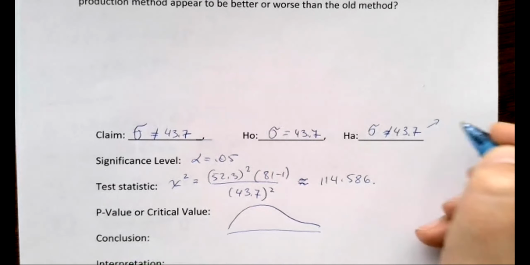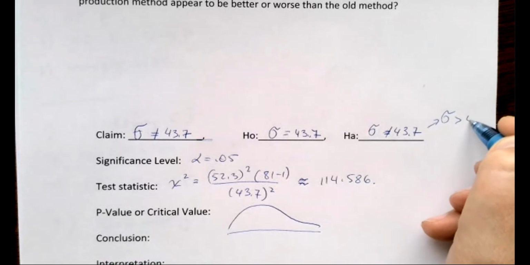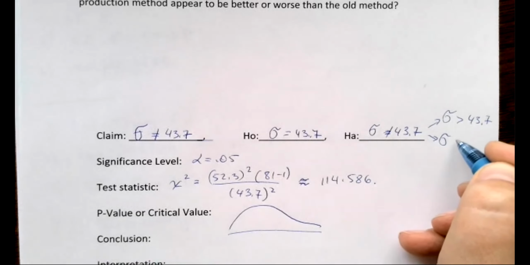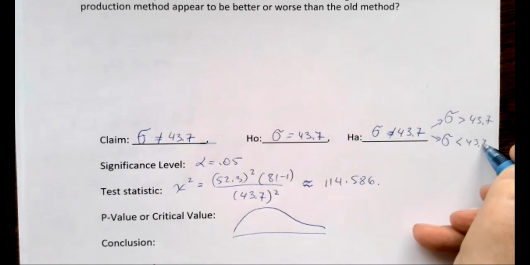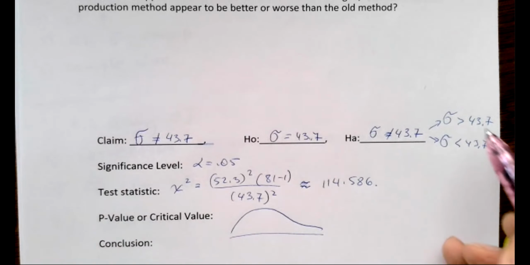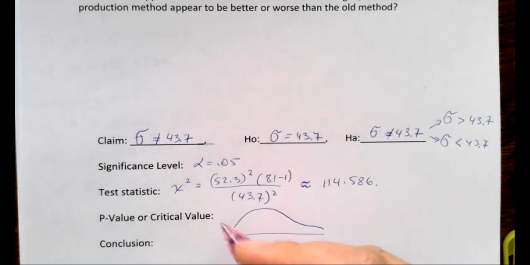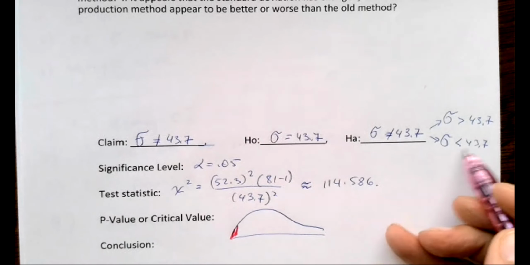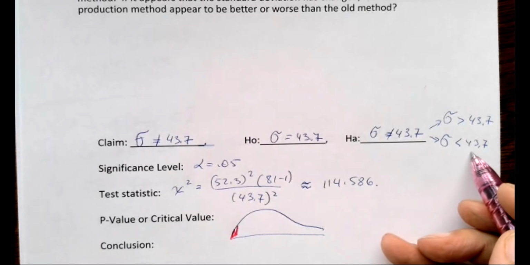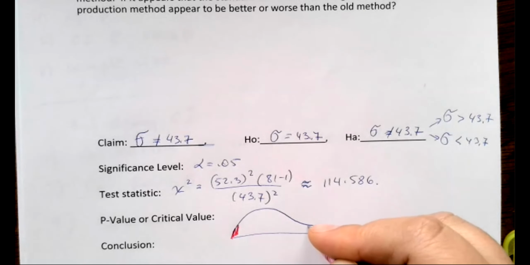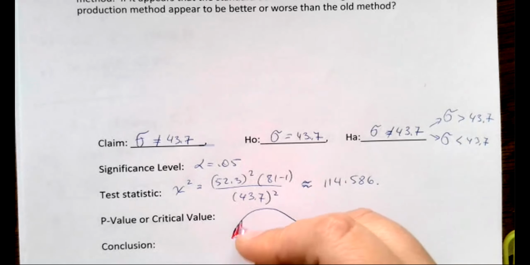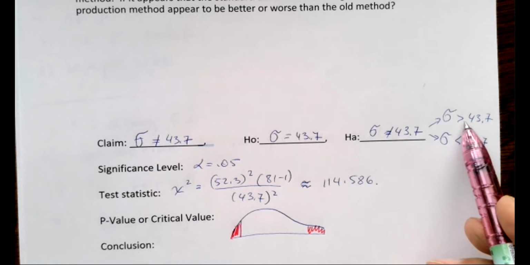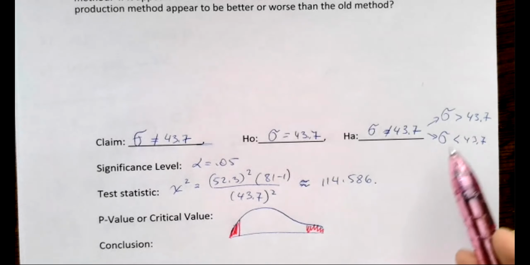So this could be sigma is greater than 43.7, or that means that it could be less than 43.7. So this means that we have a two-tailed test. If our value falls to the very left, it's going to prove that it's not equal to, but specifically that it's less than. And it could fall on the very right hand side, and that will prove that sigma is greater than 43.7, not equal to, specifically greater than.